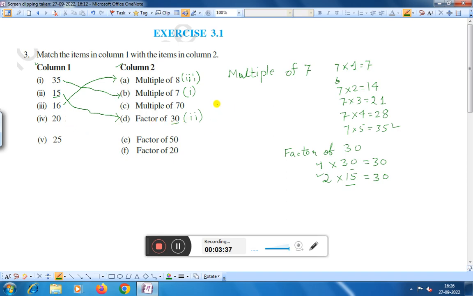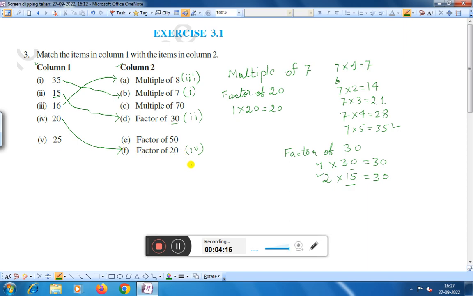20, you see, if you write the factor of 20, that is 1 into 20 is equal to 20. Right? Therefore, you can say that 20 is the factor of 20. Right? That is 4. Right? And the next one is 25.